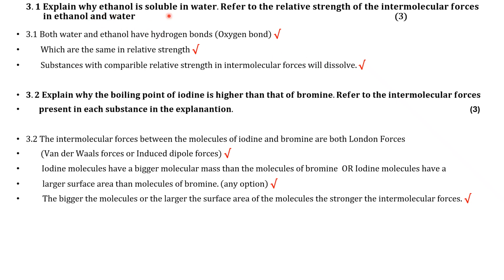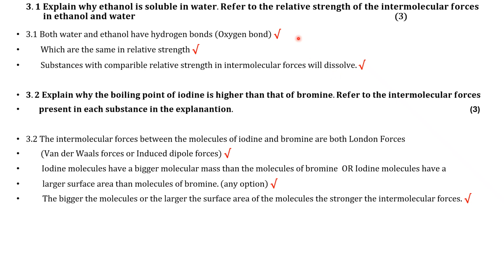Alright, explain why ethanol is soluble in water. So remember, intermolecular forces must be comparable or of the same strength for two substances to be soluble in each other. So number one, as I said, water and ethanol both have hydrogen bonds. They have oxygen bonded there, so therefore there are hydrogen bonds, which are the same in relative strength. So the hydrogen bonds for both of them have the same strength. And therefore we need to know substances with comparable relative strength of intermolecular forces will dissolve.